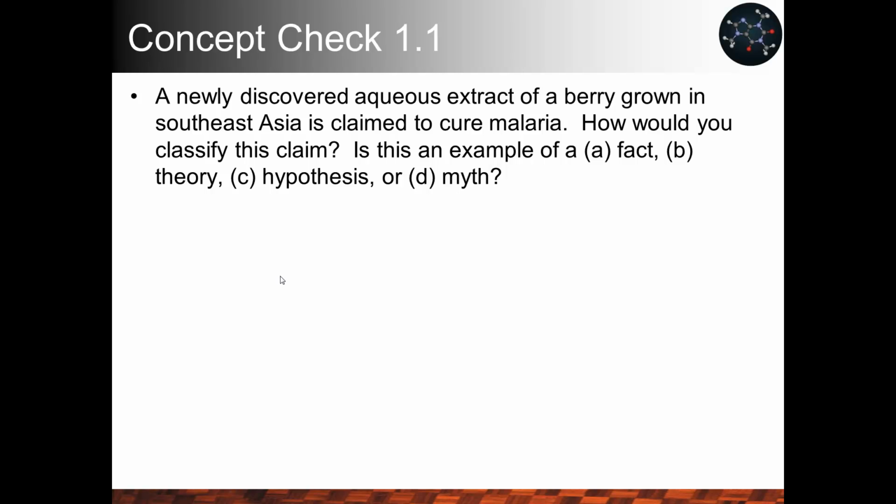And so let's give ourselves a problem here. Feel free to pause at this point, think about it, write out your answer. But we're going to look at this idea that some newly discovered extract of some magical sounding berry grown in Southeast Asia is being claimed to cure malaria. Okay? So how can we classify this claim? Someone's saying this can cure malaria. Is this a fact? Is it something we know? Is it a theory? Is it a hypothesis? Is this a myth? Let's pause it.